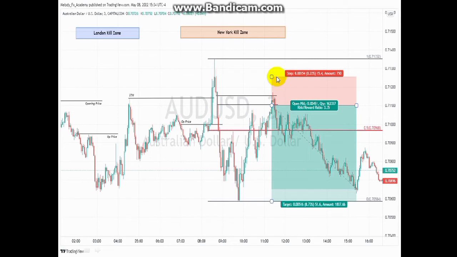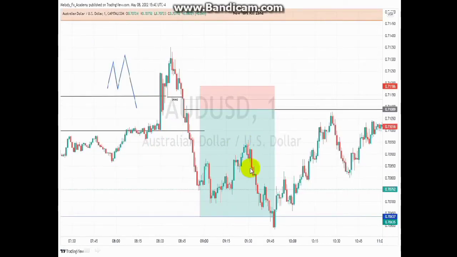That would have been a 15 pip stop loss, because my stop loss would have been above the third candle's high. Targeting this old low would have been a 51 pip target. But I use the 1 minute time frame, so now coming down even further to the 1 minute time frame.